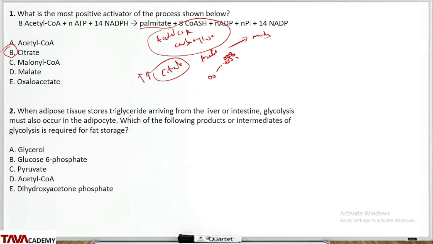So when adipose tissue stores triglycerides arriving from the liver or intestine, glycolysis must also occur in the adipocyte. Which of the following products or intermediates of glycolysis is required for this? We actually checked it in the lecture, where we said that insulin will cause the glucose to bind to its receptors on the adipose tissue, and glucose will go through glycolysis, and one glycolytic intermediate, which is called DHAP, needs to be converted to glycerol 3-phosphate, and the enzyme that does this is glycerol 3-phosphate dehydrogenase. So the answer to this is DHAP, option E.